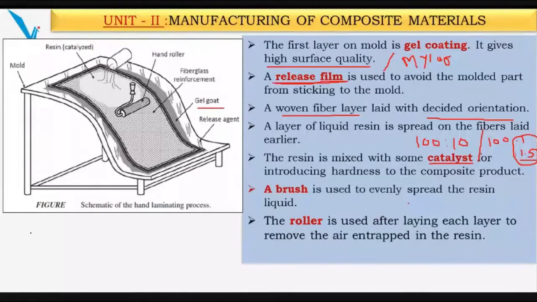A brush is used to evenly spread the resin. A roller is used after laying each layer to remove the entrapped air, so there should not be any air. You can see here the roller is used so that all the entrapped air and also excess resin can be removed. By using the hand roller, you are trying to achieve uniform thickness throughout, and at the same time removing the excess resin and porosity.